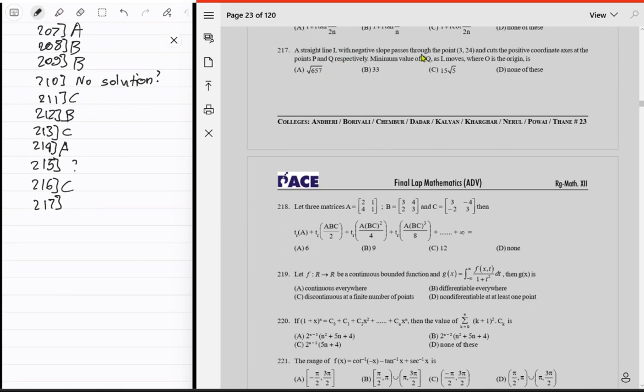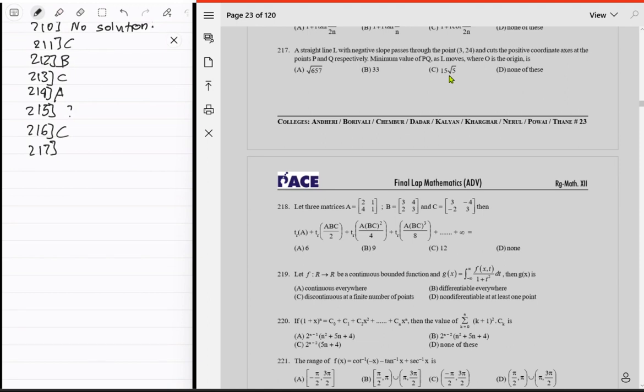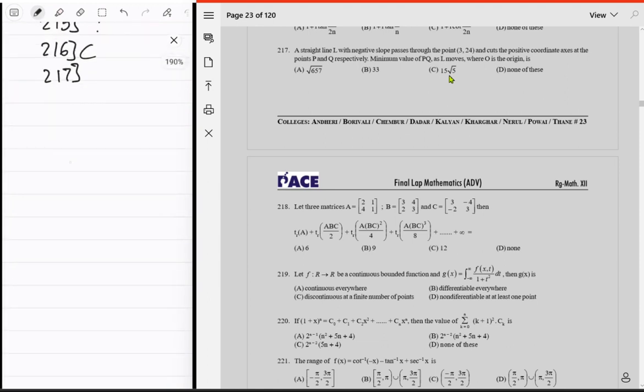A straight line L with negative slope passes through the point (3, 24) and cuts the positive coordinate axes at points P and Q respectively. The minimum value of PQ as L moves, where O is the origin, is. A straight line L with negative slope passes through the point (3, 24) and cuts the positive coordinate axes at P and Q. It is passing through a certain point, okay, negative slope. So it's something like this. Minimum value of PQ as L moves. So you want the value of this thing, right? Yes, okay, so I guess it can be done.